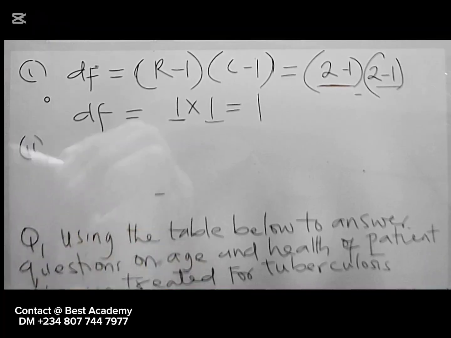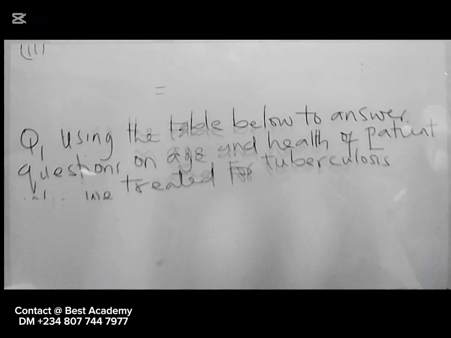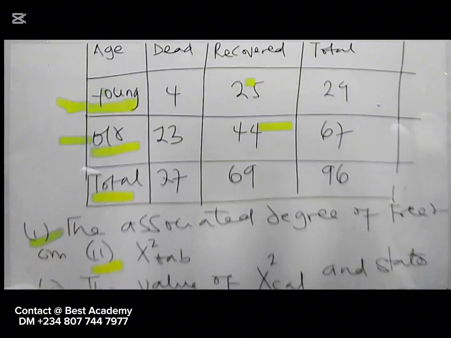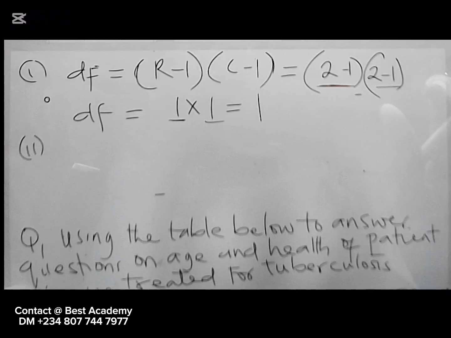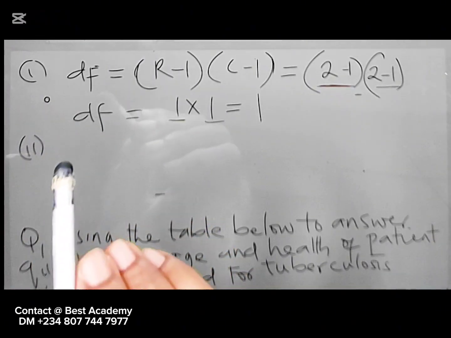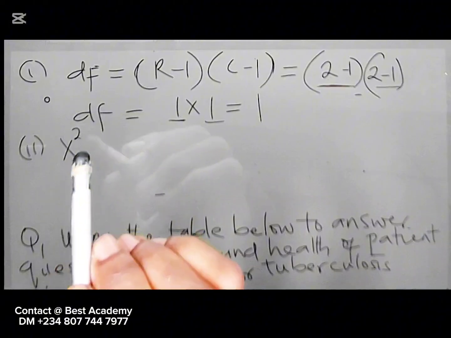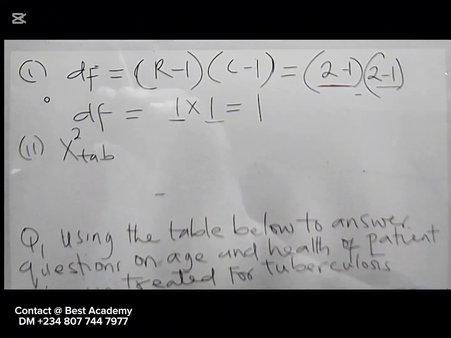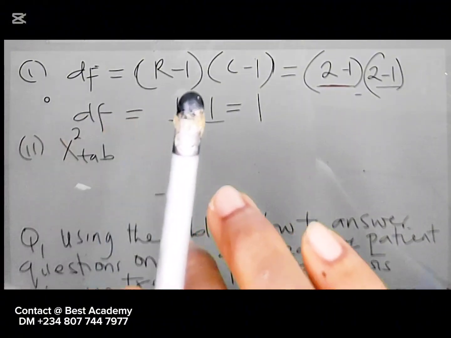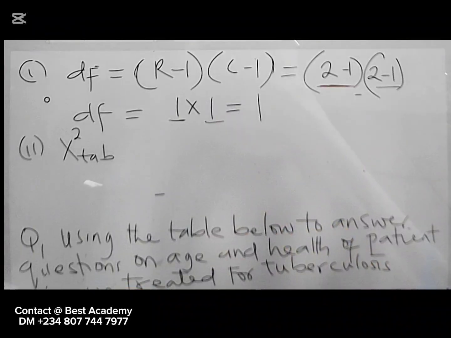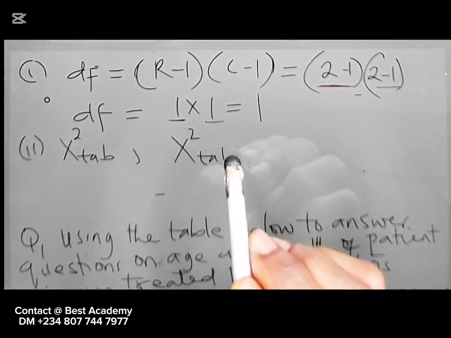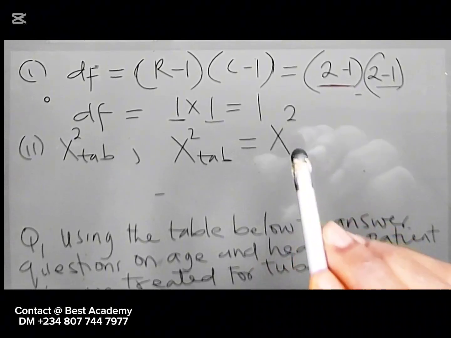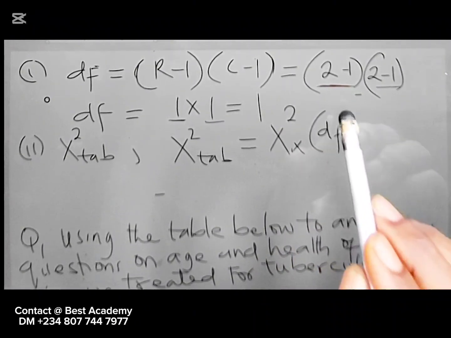Next is II. Let's look into what we are asked to calculate on the second question. On the second question here, we're asked to calculate chi-square tab, that is the tabulated chi-square or the critical chi-square. For chi-square tab, we can only get it from the table. The formula for chi-square tab is said to be equal to chi-square alpha, degree of freedom.